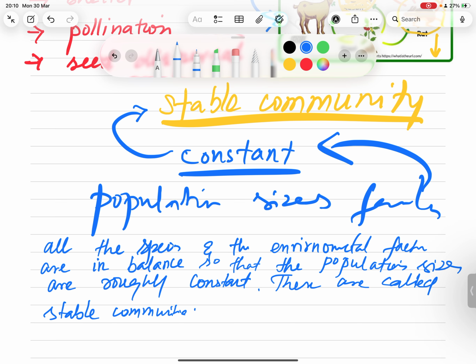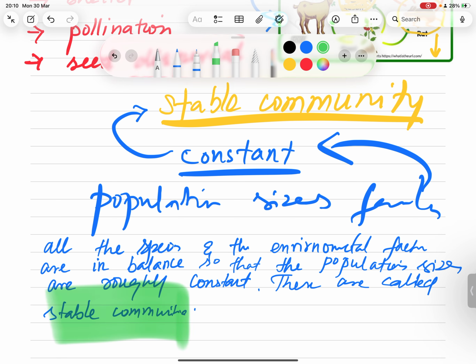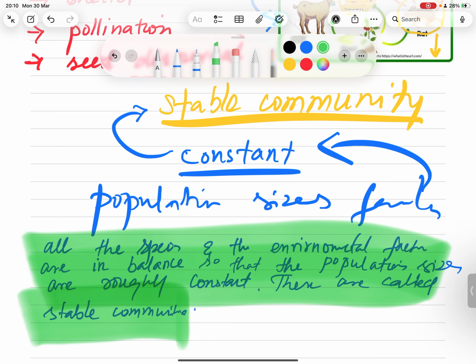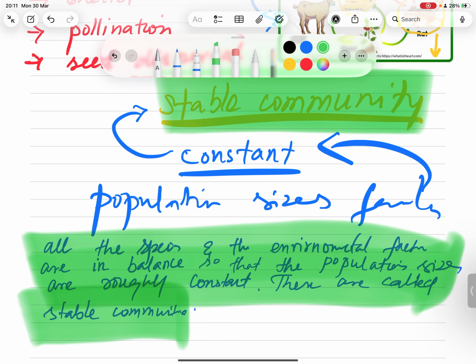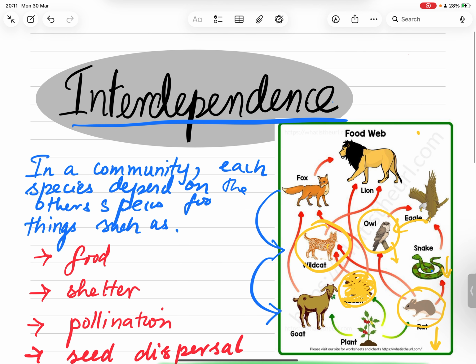Okay, so there could be many examples of stable communities. It could be tropical rainforests, ancient oak woodlands. All of them can be a very good example of a stable community. Okay, so that was about interdependence and stable community.